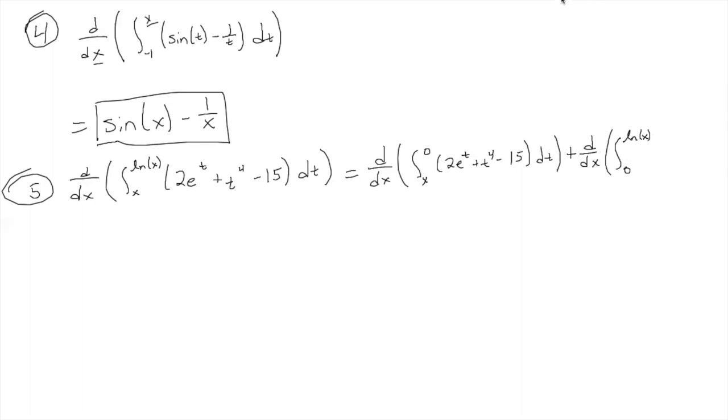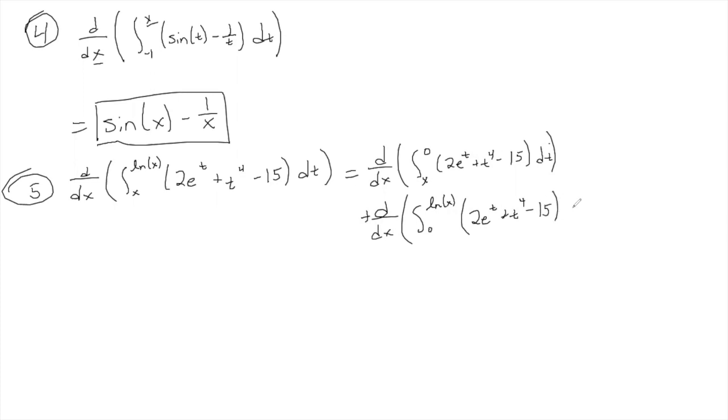And I've run out of room here. Let me rewrite this. That plus d dx, 0 to ln of x, 2e to the t plus t to the fourth minus 15 dt. Okay. All right, so now I'm almost there. The one last thing I have to do is make sure that the constant's on the bottom and the x is on the top up here.